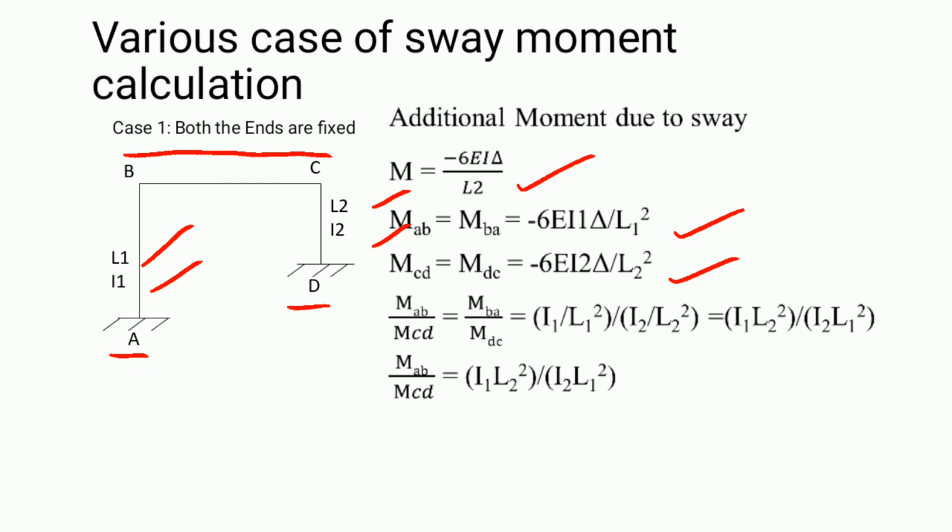If I take the ratio of sway moments at the column heads, MAB by MCD is equal to MBA by MDC. Taking the ratio of these sway moments, I get I1 L2 square divided by I2 L1 square. So this is the ratio of the sway moments for the columns at the column heads when both the ends of the portal frame are fixed.